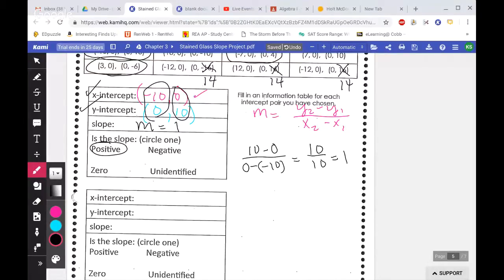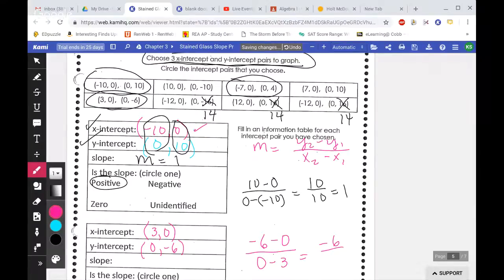And another x-intercept is 3, 0, and 0, negative 6. So negative 6 minus 0. Did anybody pick this particular point? No, ma'am. Oh, how about you, Eli? Did you pick this one? No, ma'am. Oh, did y'all pick one of the ones that I changed?